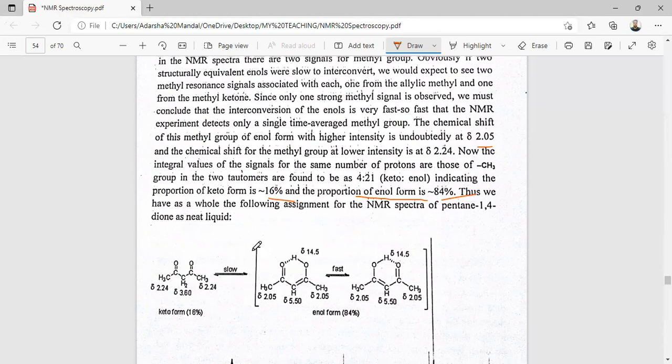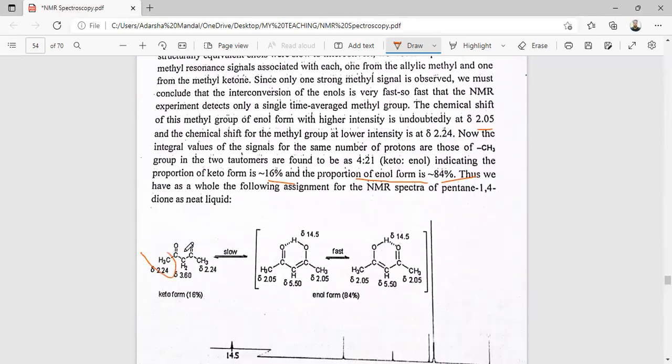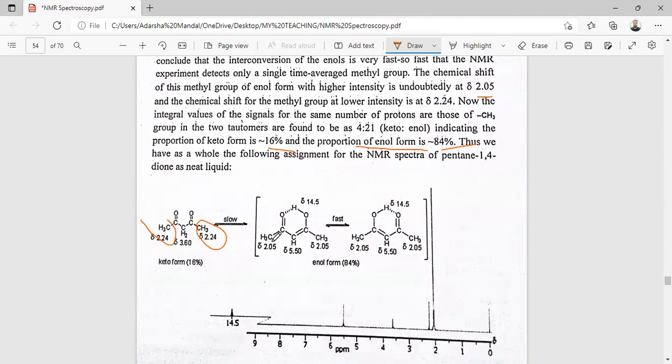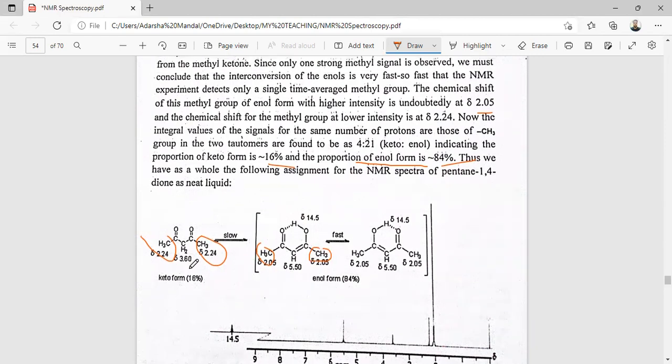Here these two methyls are equivalent, so that comes at 2.24, and here these two methyls in the enol form come at 2.50. So upon integration, we get the ratio 4:2.1. So that means the keto form is present in the solution, and 84% enol form is present in the solution.